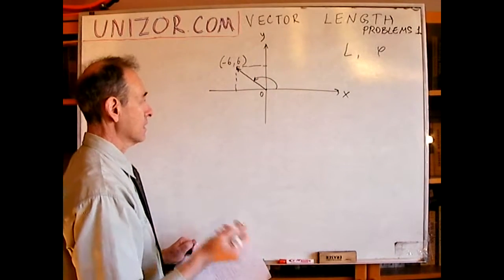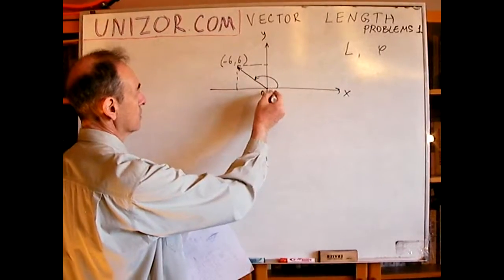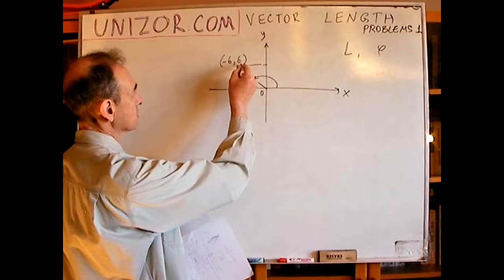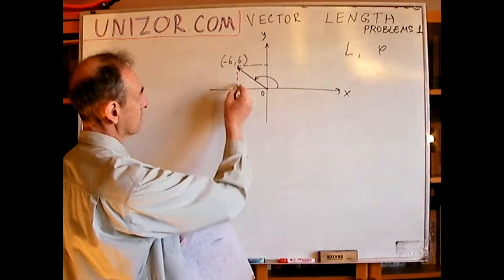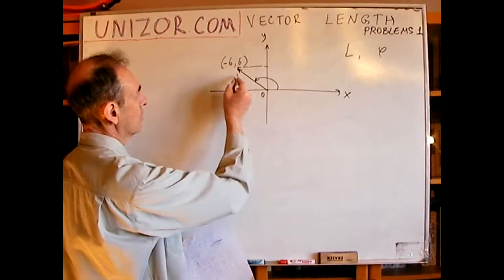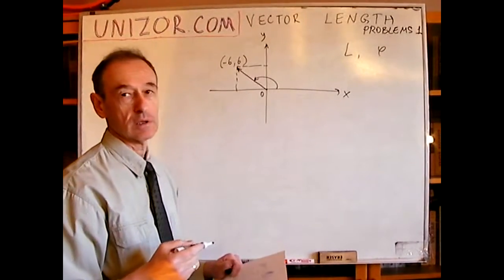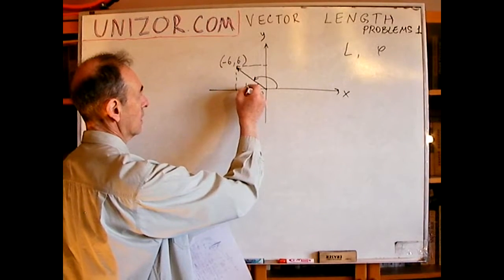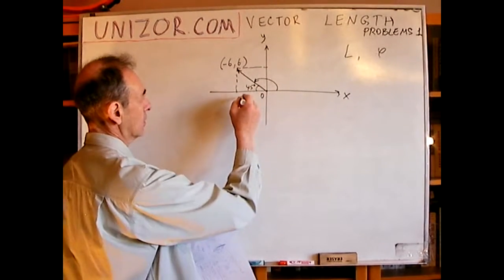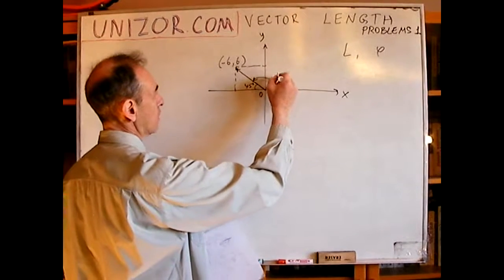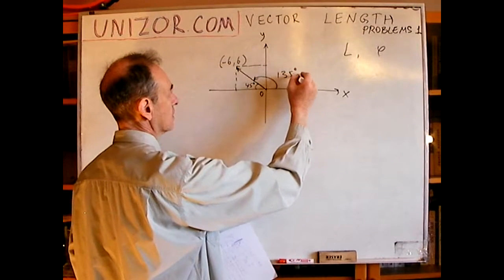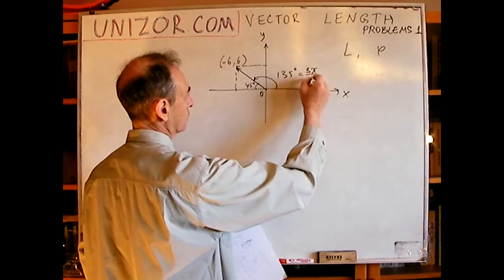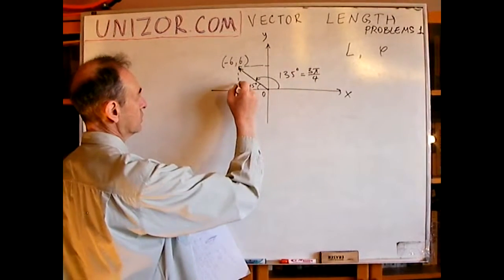Okay, now that's easy. For the length, you can use this right triangle. Now, minus 6 and 6 means that basically the absolute values of these two, the lengths of these two categories, are the same. This is 45 degrees, so this is 135 degrees, which is what? 3 pi over 4, right? And 45 is pi over 4.